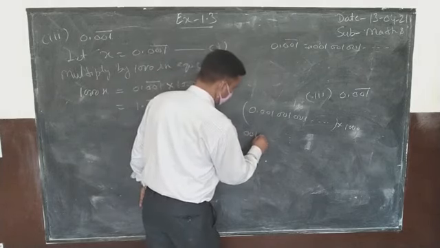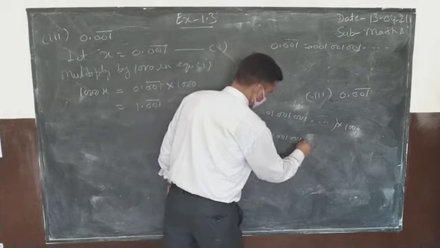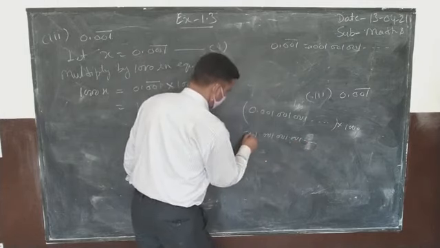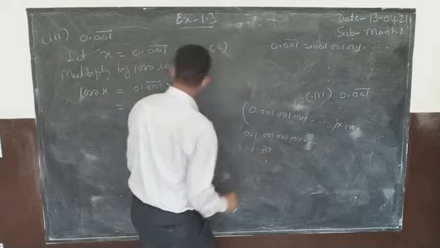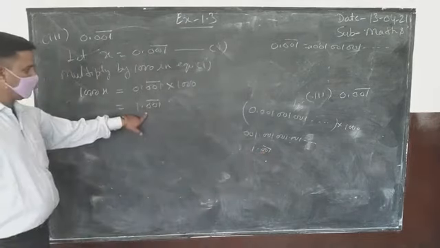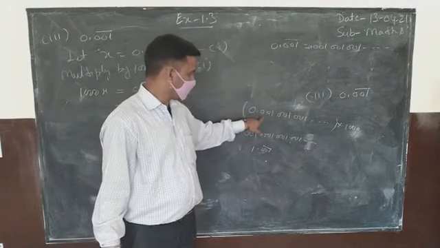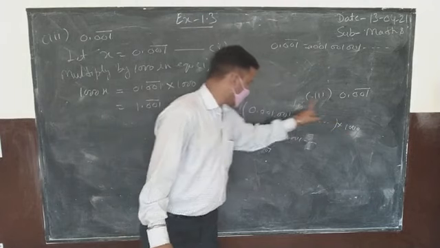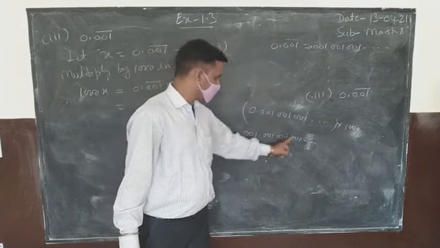0.001, 001 in this way. It means 1.001 bar. I am writing in this form here. When you multiply by 1000, this line will be converted into this form. How is it possible? In this way it is possible.